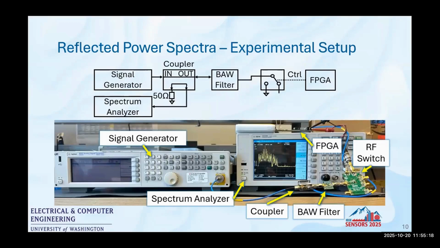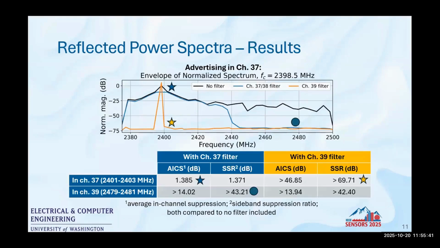We measure in 3 filtering scenarios of the BSM. First with no filter attached, then with the channel 37/38 filter, and finally with the channel 39 filter. And finally, we measure with the signal generator set to one of 2 center frequencies, the first to advertise packets in channel 37, the second to advertise in channel 39. So just focusing on channel 37 here, in this case, we set our signal generator to advertise in channel 37. This plot shows the envelope of the measured normalized spectrum of the BSM in those 3 filtering scenarios I mentioned.